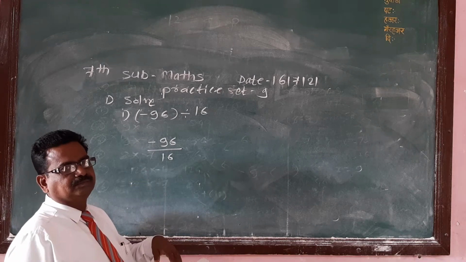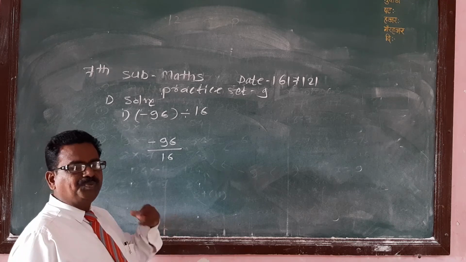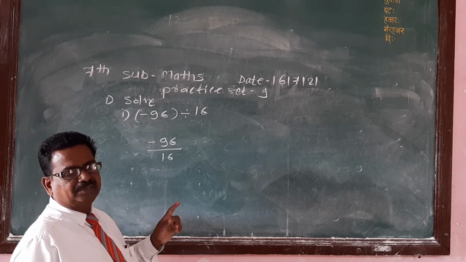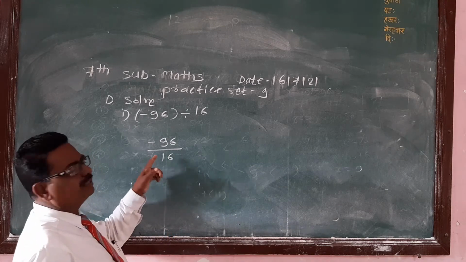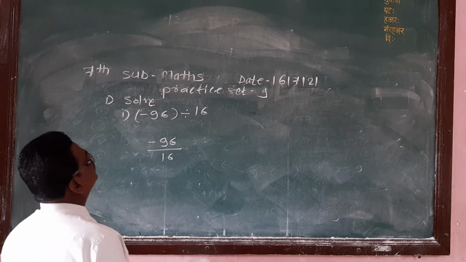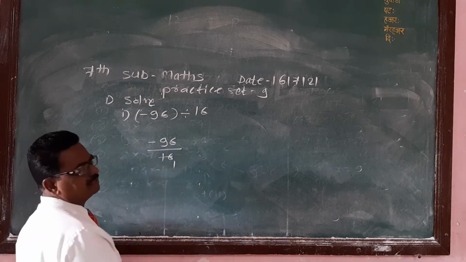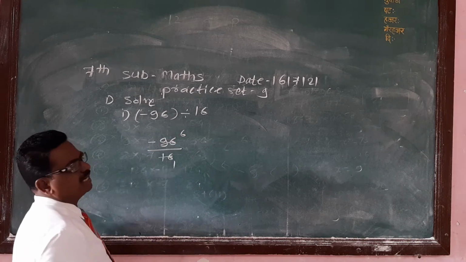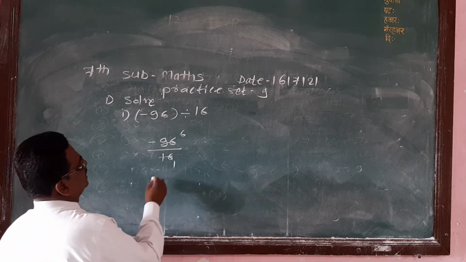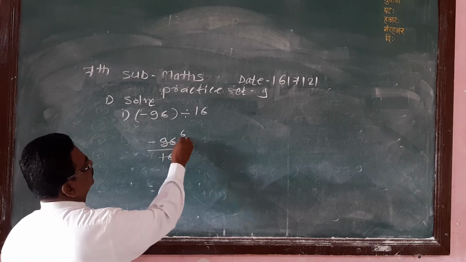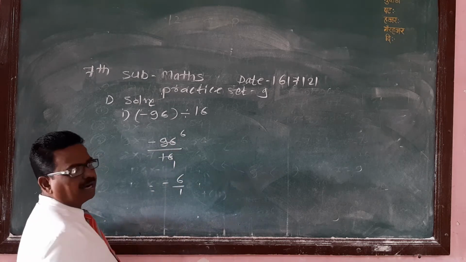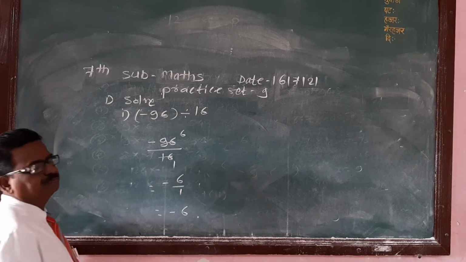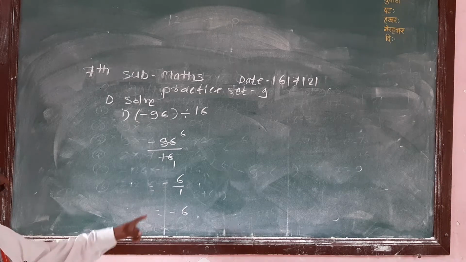One method: if you know the table of numbers, you will divide it directly. 16 ones are 16, 16 sixes are 96. So -96 upon 60 is equal to -6 upon 1, which is equal to -6.